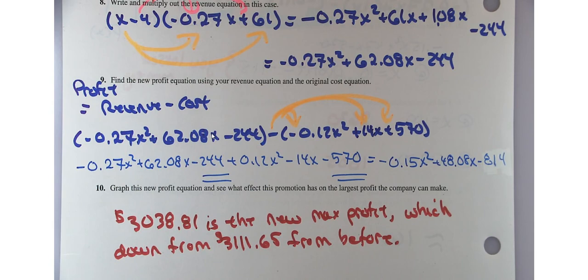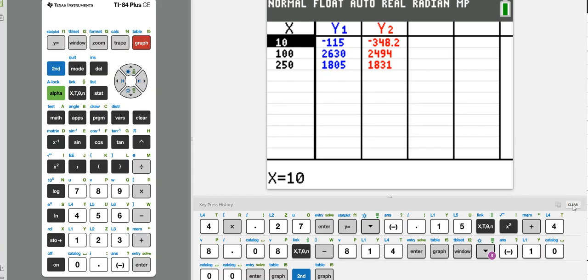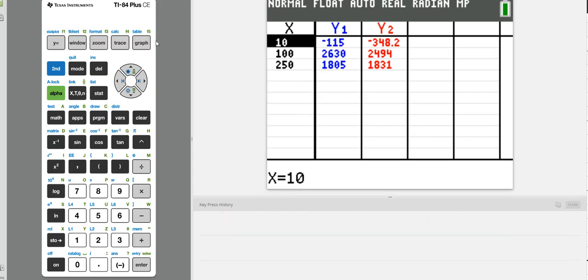Yes? How do you see the table again? So to get to the table, you hit the second key, then the graph key. If you take a look above the word graph on your calculator here, you'll see table. But that's in blue. To get to the blue part of this, you're going to hit the blue key here, which is second. If I wanted to get to the green part, then I'd hit the green key here, alpha. So yeah, that's how you work those.